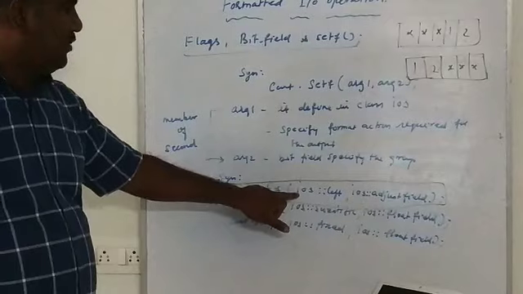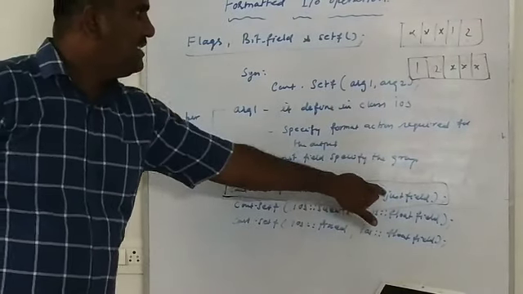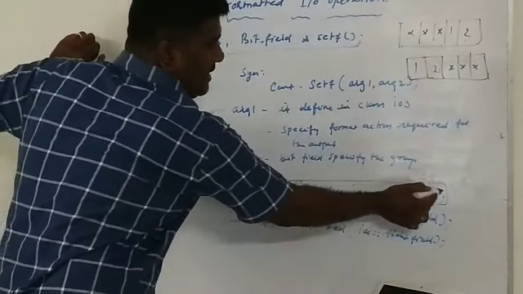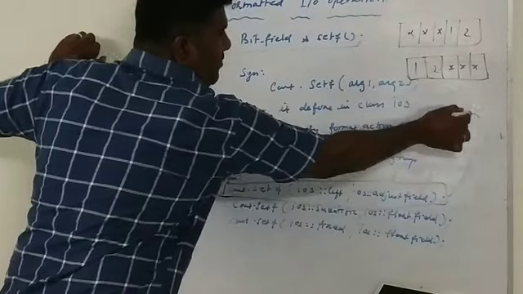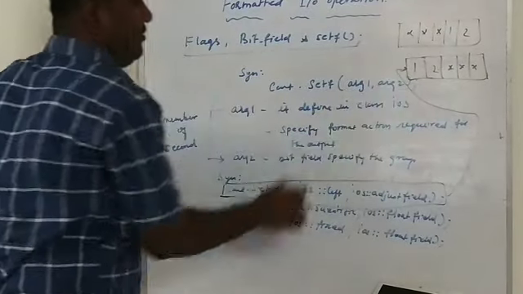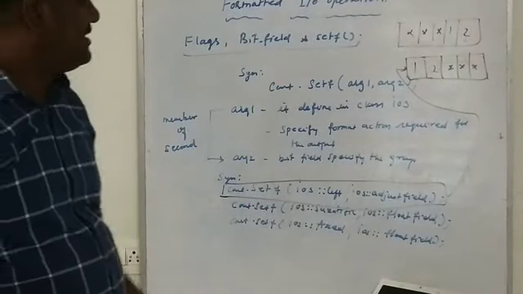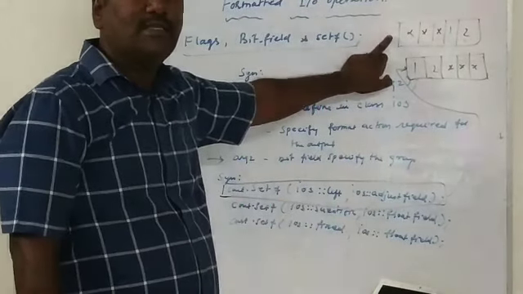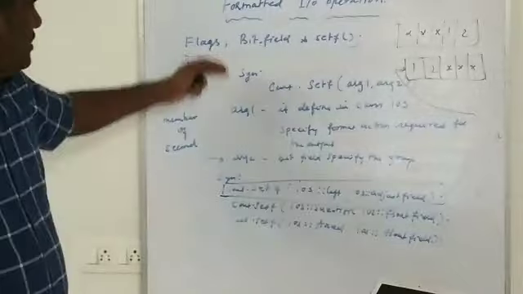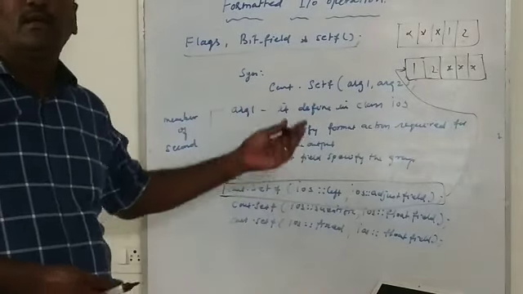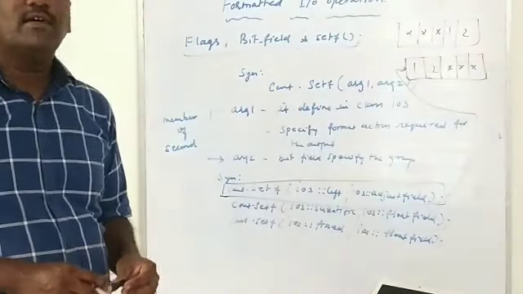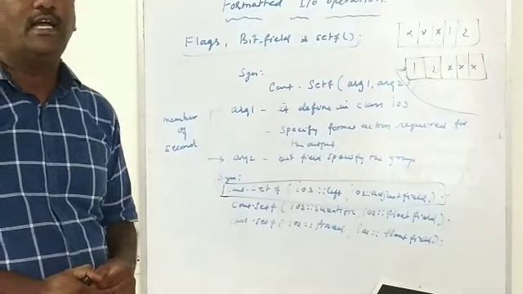So this is called ios left, ios adjustfield. Using this statement, the output will be present like this. Otherwise, by default the output will be present like this. So this is also another function for formatted IO constructs.